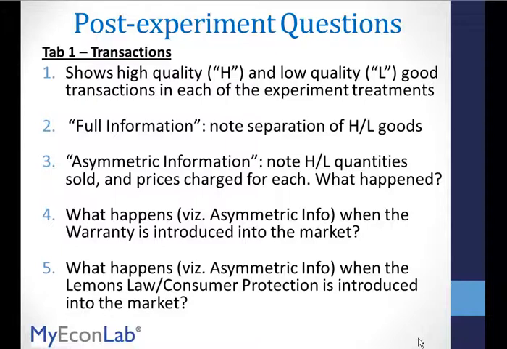In the asymmetric game, we should see that there's a problem here. This is where sellers can sell the low quality good for a high price. And what we want to talk about with our students is what happened in terms of the number of high quality goods sold, and also what happened to the price of these goods. So the idea is, what happens when we change information? Let's take a look.